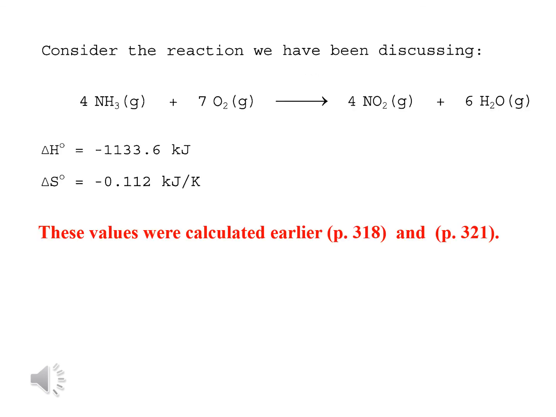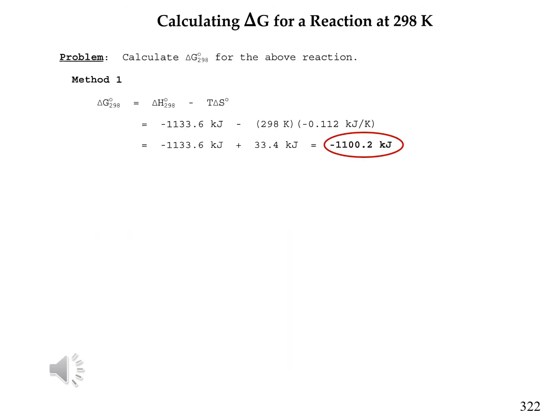So now we can plug those two numbers from the reaction we're doing and find out what delta G is. When we plug in the H and the S and a temperature of 298 for the Kelvin temp, you get negative 1100.2. So we now know that the reaction is definitely spontaneous as written.